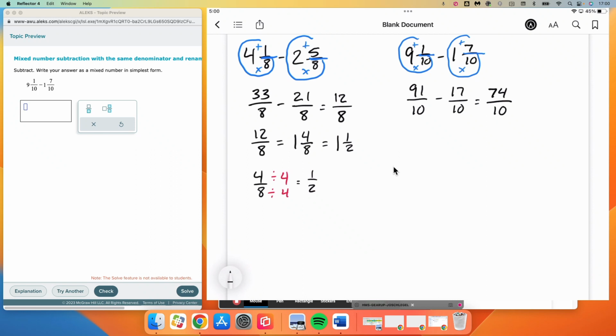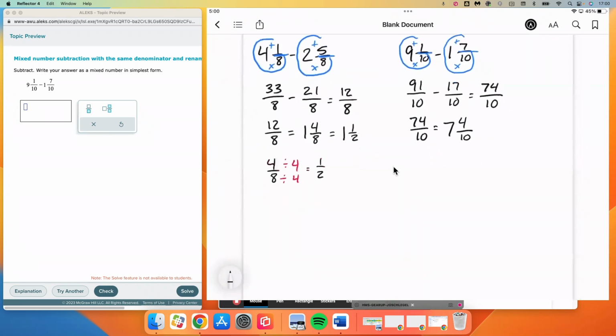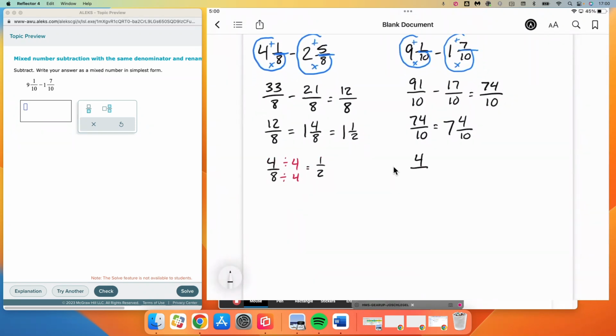So converting that back, 74 over 10 into a mixed number, 10 goes into 74 7 times with a remainder of 4 and a denominator of 10 there. I am noticing also that 4 over 10 can be reduced, can be simplified. And so I'm going to divide, they're both divisible by 2. And so I'm going to get 2 over 5 as the equivalent fractional part there. So 7 and 2 over 5 is where we would end up with that one.